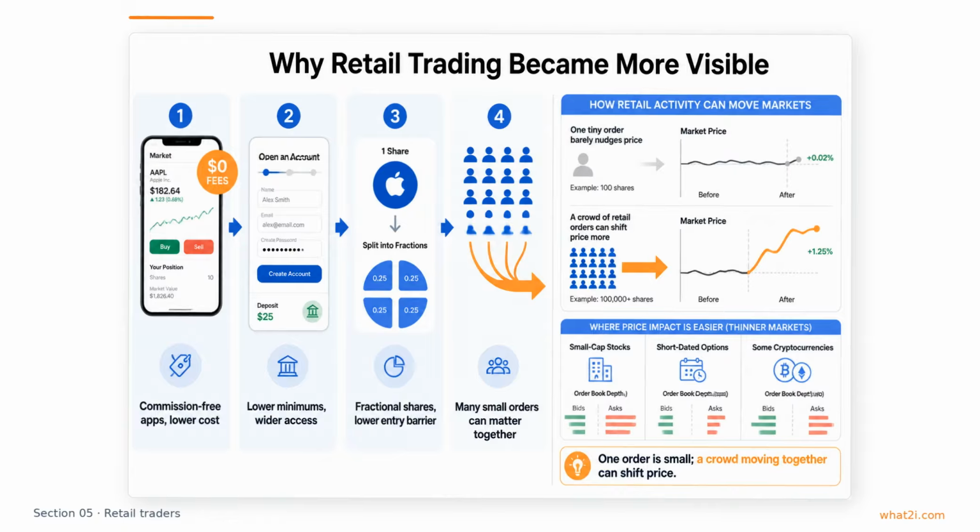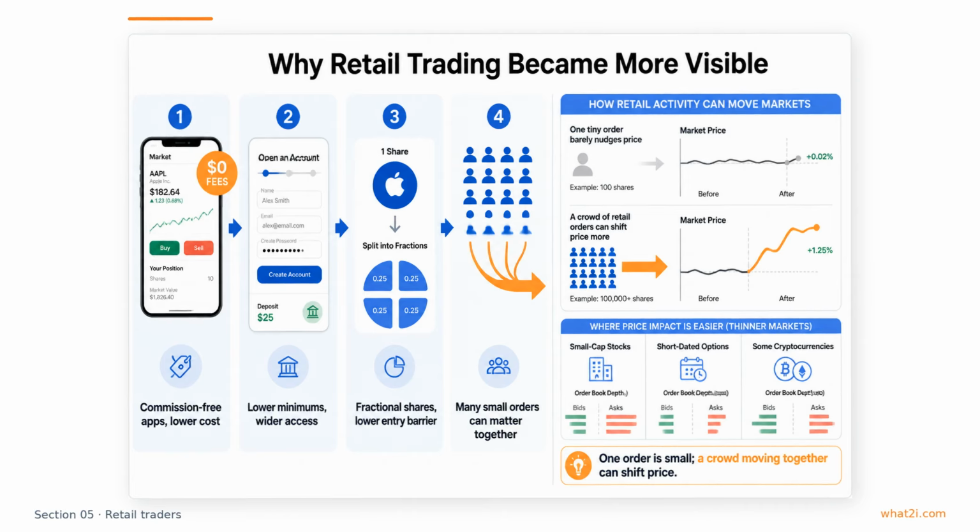Social media and mobile platforms also made trading more public, more frequent, and more connected. One small trader usually cannot move a major market, but a large crowd acting together can influence thinner markets or short-dated products. That is why retail flows have shown up in small-cap stocks, options, and some crypto markets. Lower friction brought more participation, and more participation made retail activity more visible. But easier access does not remove market risk.